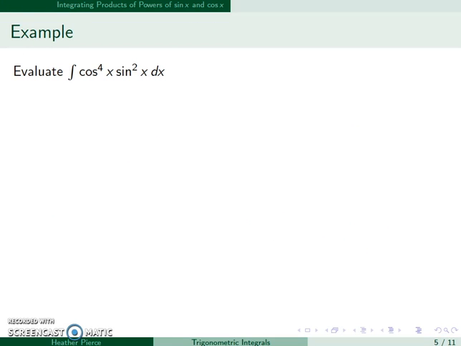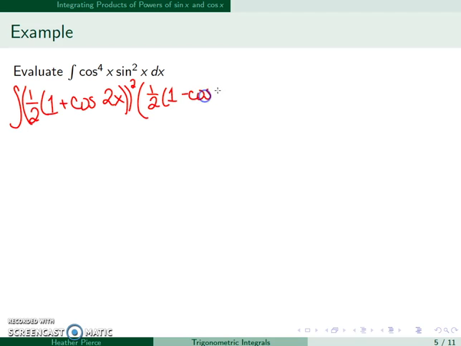So let's try this here. On this particular problem, sine and cosine are both even powers, so we're going to have to use our last strategy. So I'm going to have to rewrite this. I'll rewrite this first one as 1/2 times 1 plus cosine 2x, squared. And then sine squared can be rewritten as 1/2 times 1 minus cosine 2x dx.